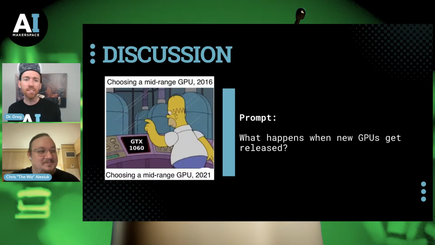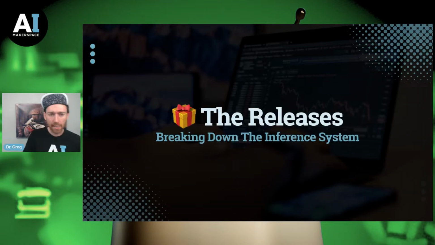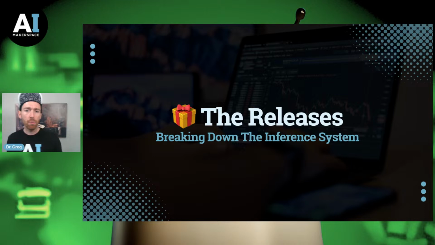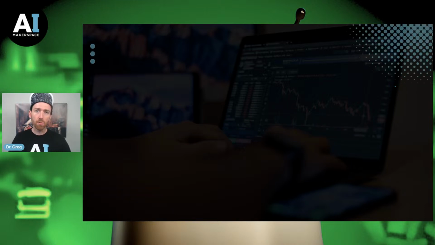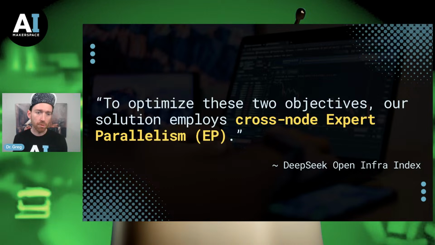Let's dig into the releases now before we take a look at some of the code. I want to walk through their breakdown of their inference system before we jump into the straight up releases, because we get some more insight this way. From the top, they said, well, to optimize these two objectives of minimize latency, maximize throughput, our solution employs cross-node expert parallelism. Now, this is a super important point, okay?